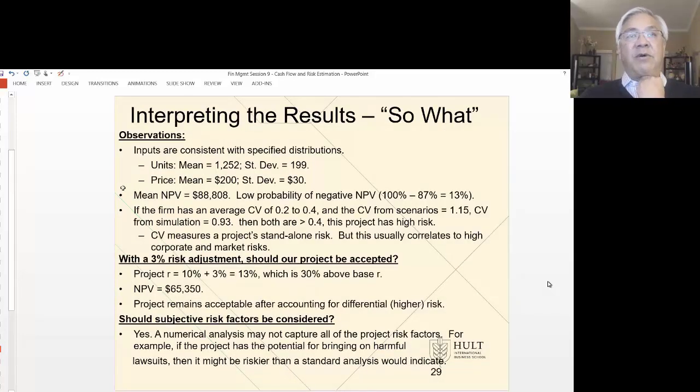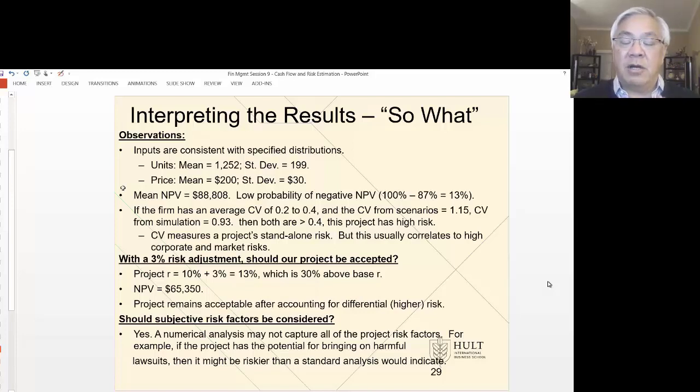If we interpret the result, kind of the so what of this, it says, what are the inputs? Inputs here were two variables, units sold and the price. And we set, hopefully based on data, what is the mean and what is the standard deviation. And furthermore, we notice that we have a nice positive NPV, a low probability of negative, and the coefficient of variation is within project risk. It's still high, it's over 0.4. Let's say that's the average of the firm, but it is superior to what we'd seen previously.